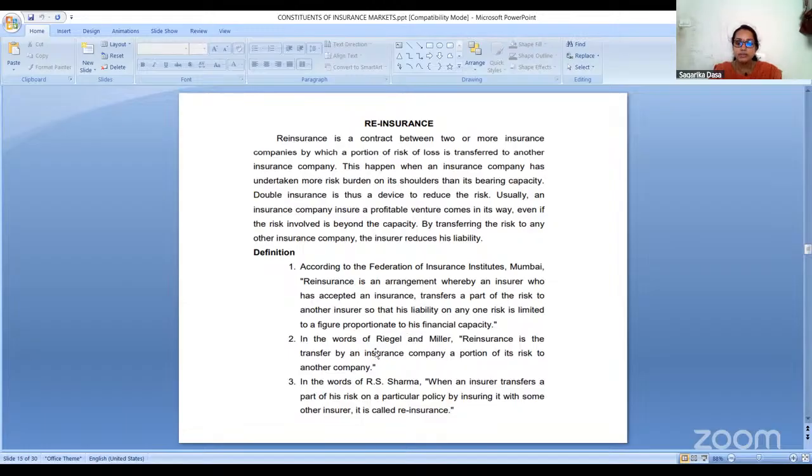Another definition by Rigel and Miller. Reinsurance is the transfer by an insurance company of a portion of its risk to another company. It's a transfer of risk from one company to another company. That is your reinsurance.